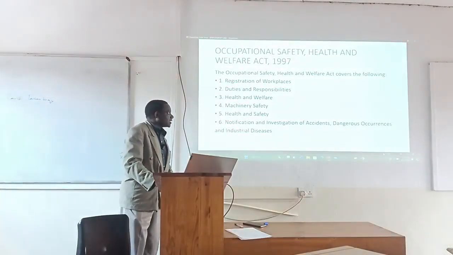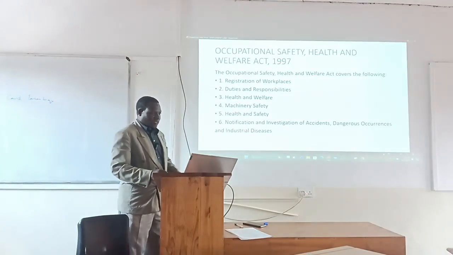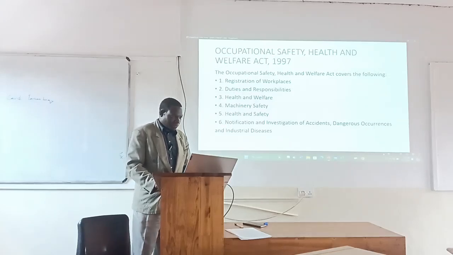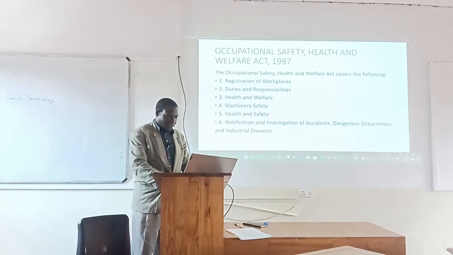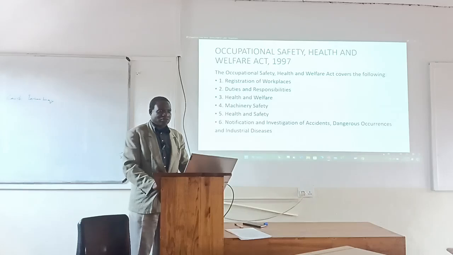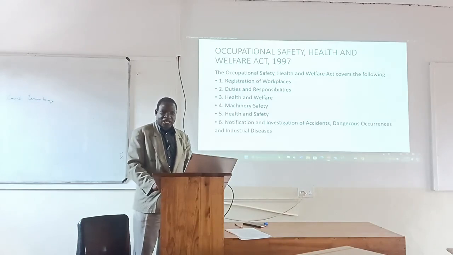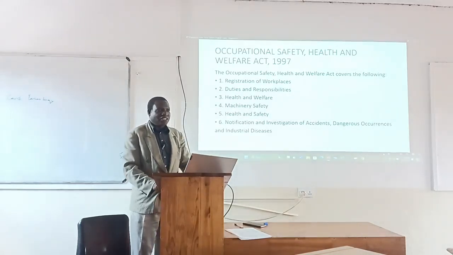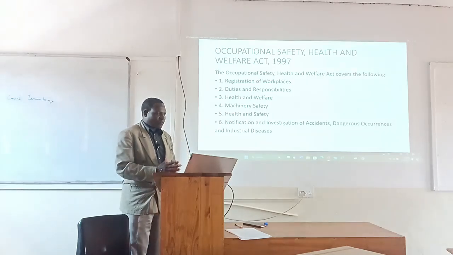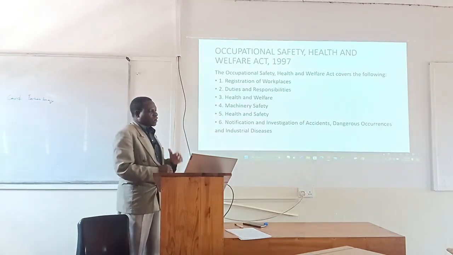Registration of workplaces. So we are always asked, where are the people gonna work? Do the people have offices? Do the people have good ventilation? Will the people be able to access water? All sorts of things. So when you talk about the Occupational Safety, Health and Welfare Act, it is covering, number one, registration of workplaces.